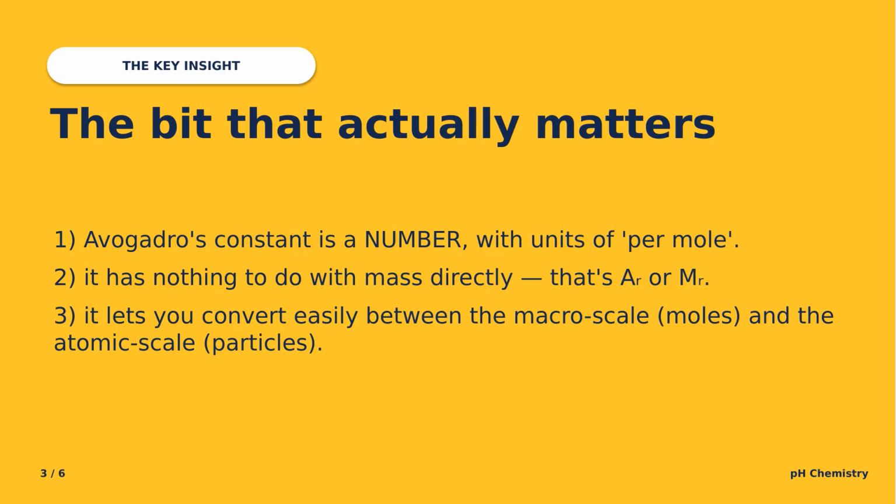Three things. 1. Avogadro's constant is a number with units of per mole. 2. It has nothing to do with mass directly. That's the relative atomic mass, or the Mr. 3. It lets you convert easily between the macro scale moles and the atomic scale particles.